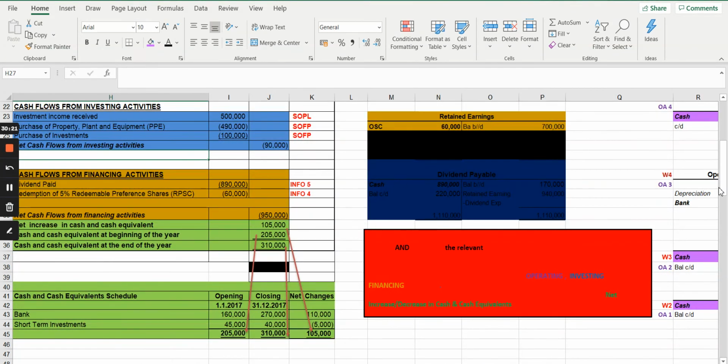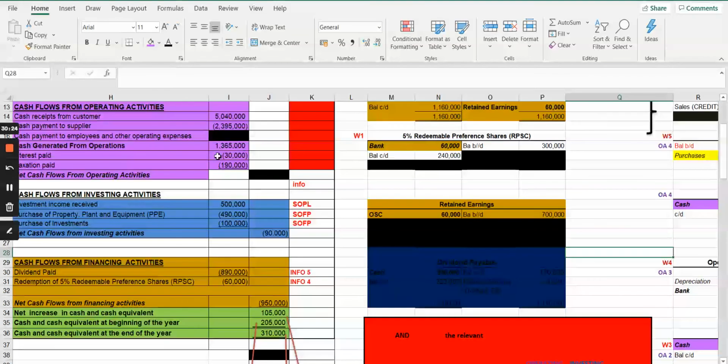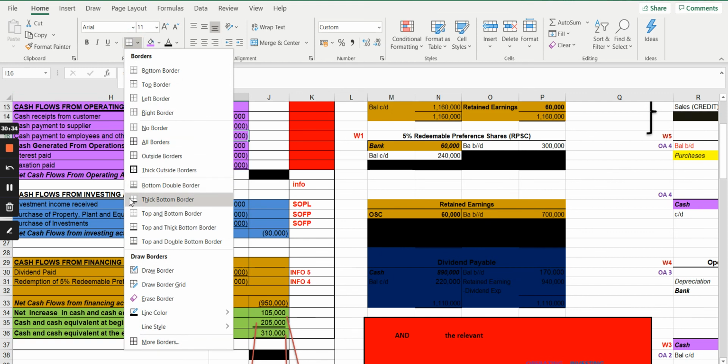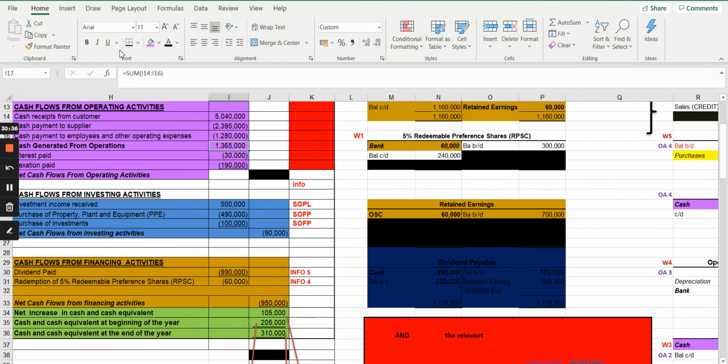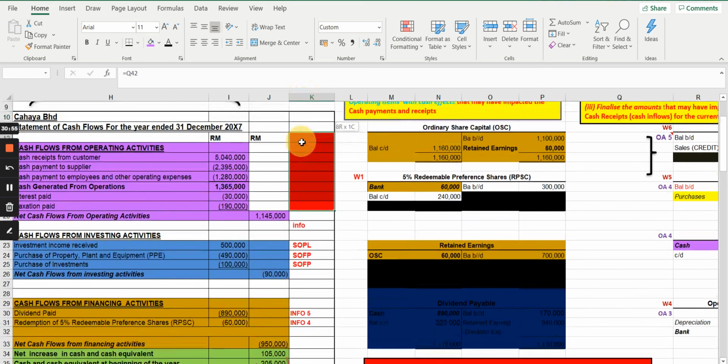So we'll go and transfer that 1280, transfer it here. Put it as an outflow. So now you have the total for all your activities. The cash generated from operation is 1365. Yep. And your net cash flow from operating activities, if you total up correctly, it will be 1145. And these are where the reference comes from.